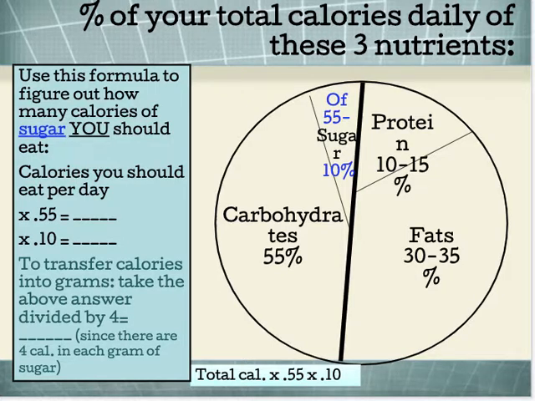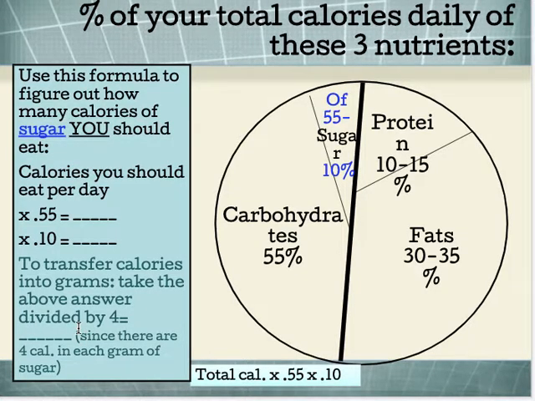And you're also going to multiply by 0.1 to transfer. Then that first number you get by multiplying by 0.55, you multiply by 0.1 to transfer calories into grams, which is the above answer divided by 4. And you get that final answer, since there are 4 calories in each gram of sugar. So again, take your total calories, multiply that by 0.55, then take that number and multiply it by 0.1, then divide it by 4, and that will give you the grams of sugar each day.